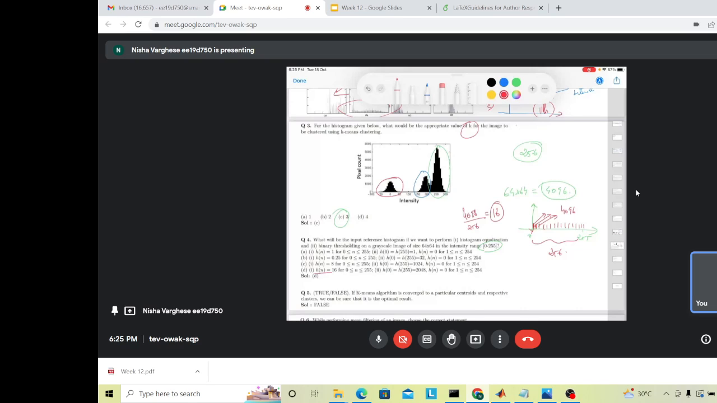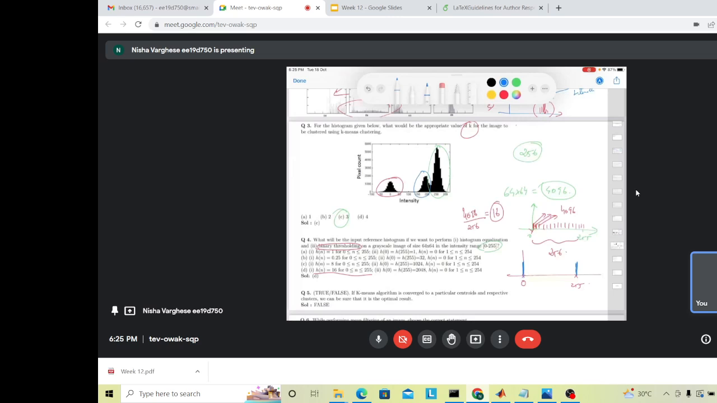Then for histogram modification, we should get a histogram like binary thresholding. Thresholding on a grayscale image of size 64 by 64, same question, in the intensity range 0 to 255. So binary thresholding should come, where in every option we have h of 0 and h of 255. On these two values we should have two peaks like this. So this should be the second histogram.